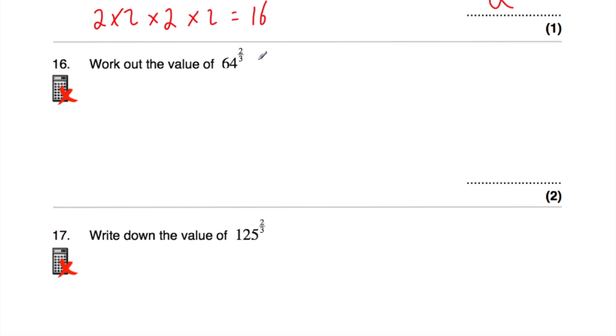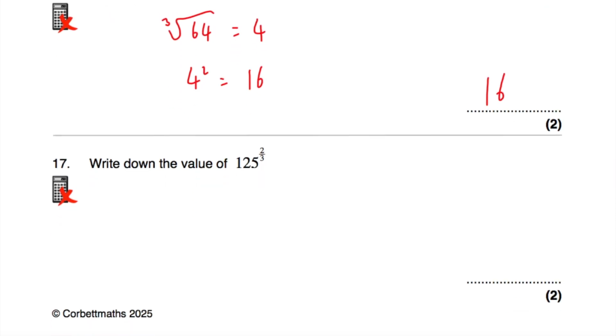So what we're going to do is take the cube root of 64, and then we're going to square our answer. So the cube root of 64 is equal to 4, because 4 times 4 times 4 is 64. And then we're going to square that. So 4 squared is equal to 16. So that means that 64 to the power of 2/3 is equal to 16, because you take the cube root and then you square it. So the cube root of 64 is 4, and then 4 squared is 16.